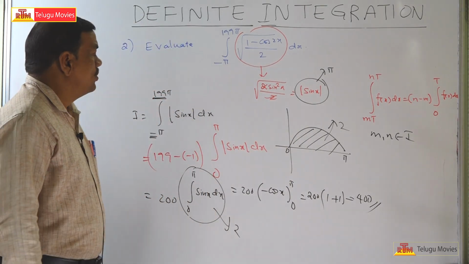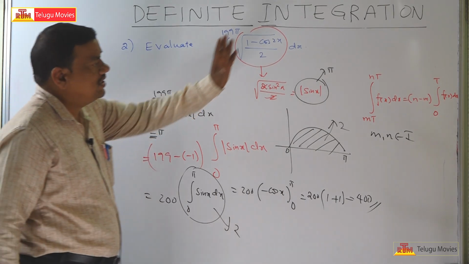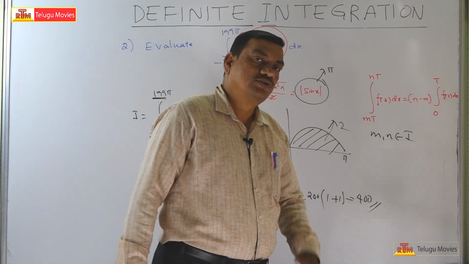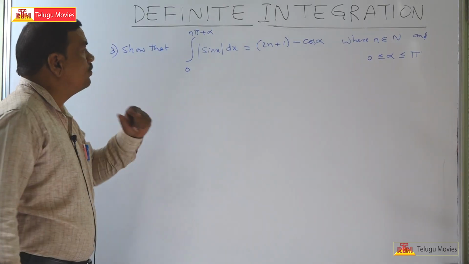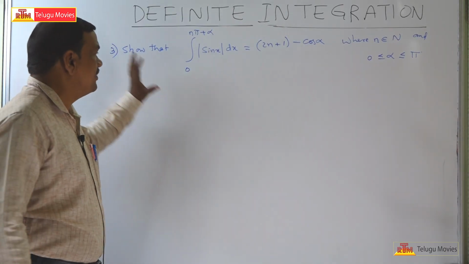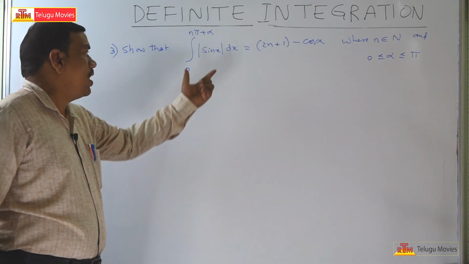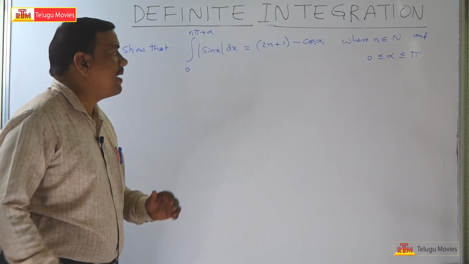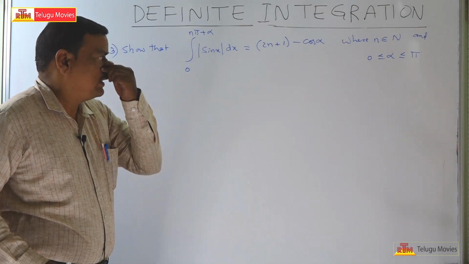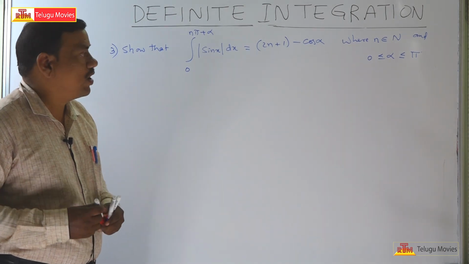I hope that you understand this problem. So, we make use of the properties here. Let us see the next problem. Welcome to this problem. Show that the integral from 0 to n pi plus alpha of modulus of sin x dx is equal to 2n plus 1 minus cos alpha, where n is a natural number and alpha lies between 0 and pi. Let us see how to do that.